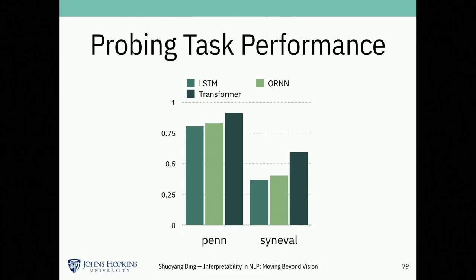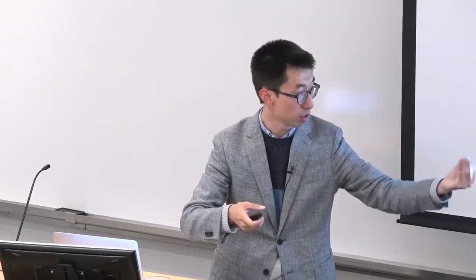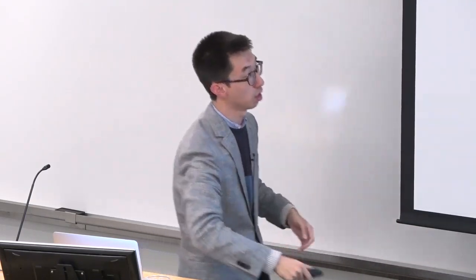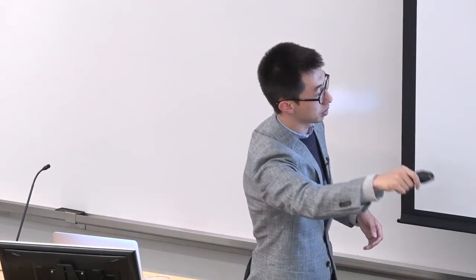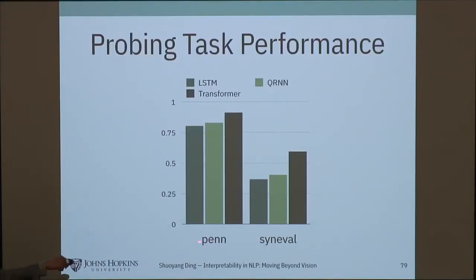Now let's talk about the probing task performance, namely the performance of the model to predict the morphological number of the verb, like what's the fraction of times it gets the morphological form of the verb right. So this is different from the interpretation evaluation that I just talked about. Basically, we did two datasets.